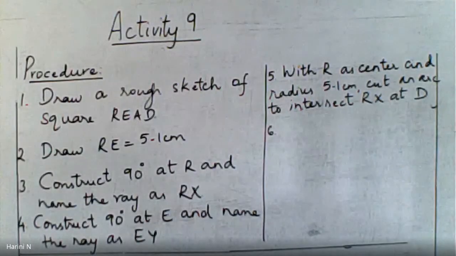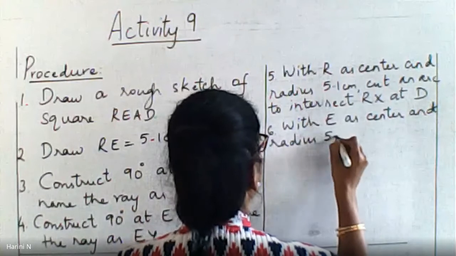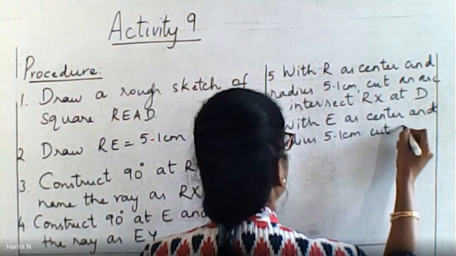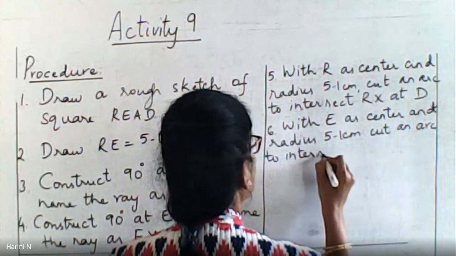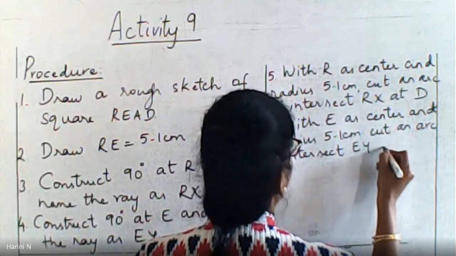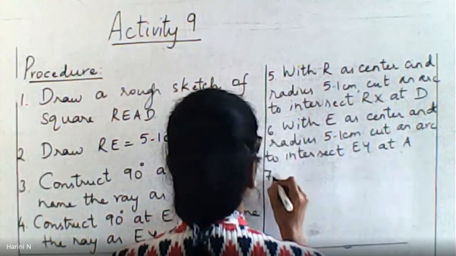With E as center and radius 5.1 centimeters, cut an arc to intersect EY at A. And radius 5.1 centimeters, cut an arc to intersect EY at A. What's the last step? Join D and A. Join D and A.